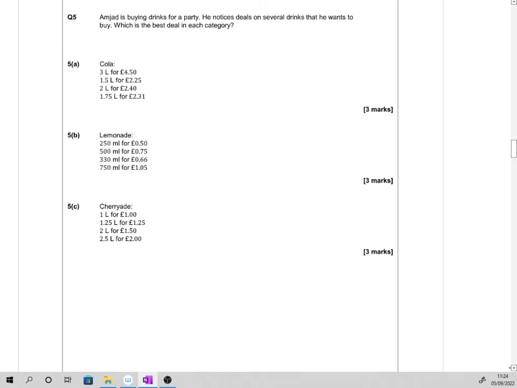Amjad is buying drinks for a party. He notices deals on several drinks he wants to buy. Which is the best deal? So I'm going to do here, find the price for 1 litre. How much does it cost for a litre? So I'm going to do 4.5 divided by 3, which is £1.50. Then I'm going to do 2.25 divided by 1.5.